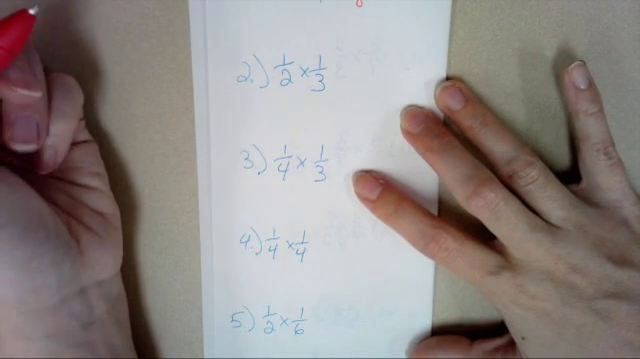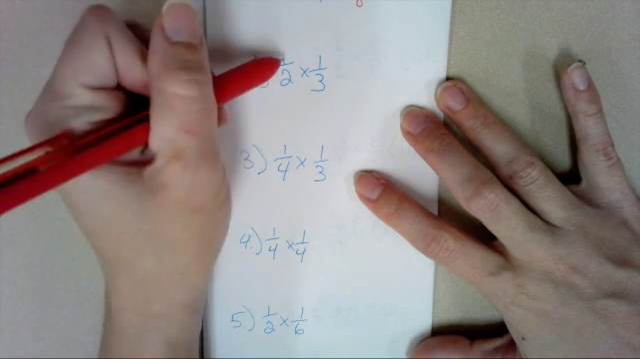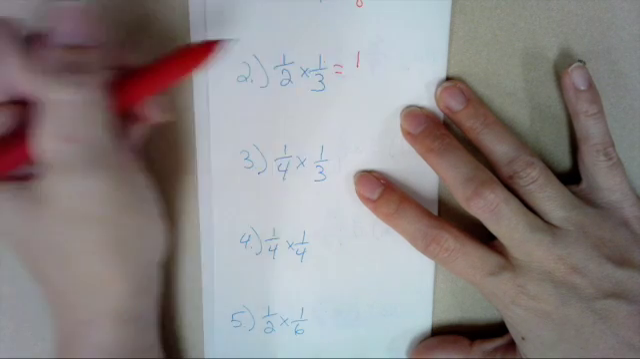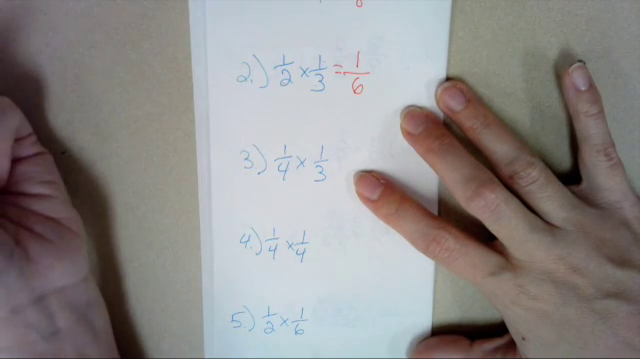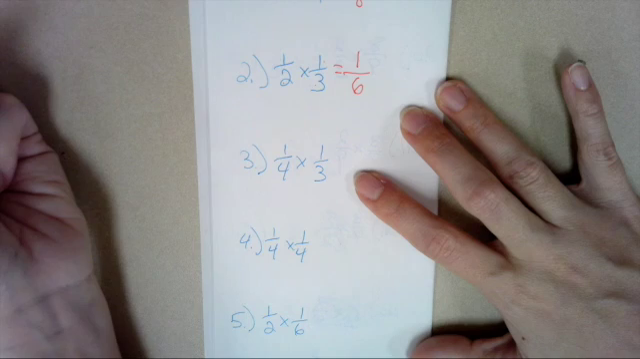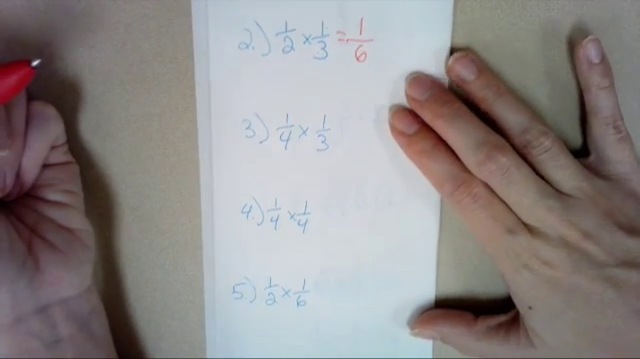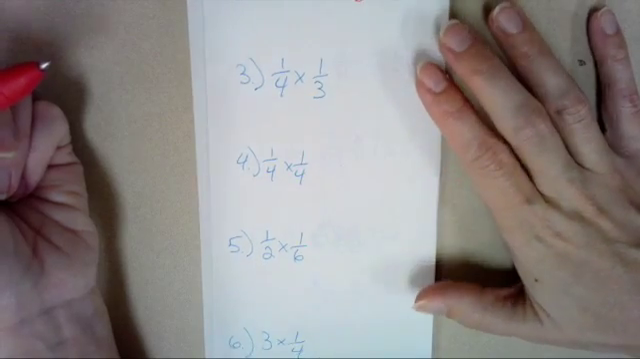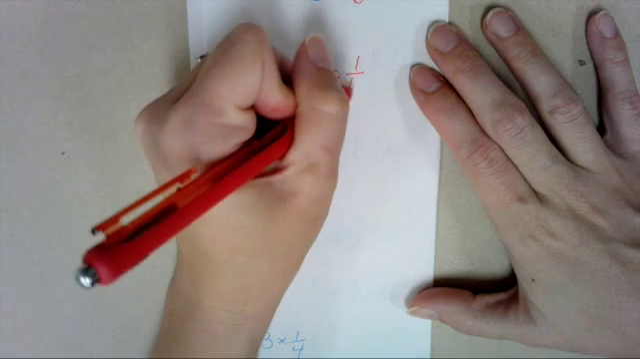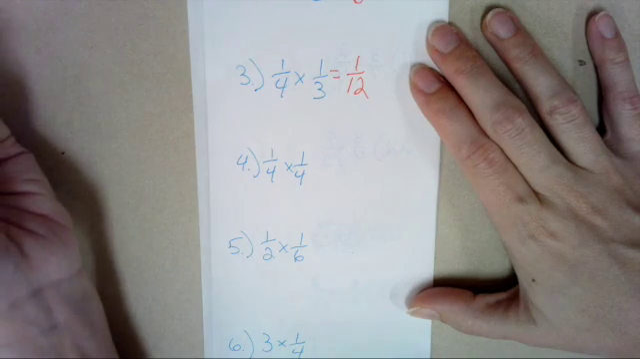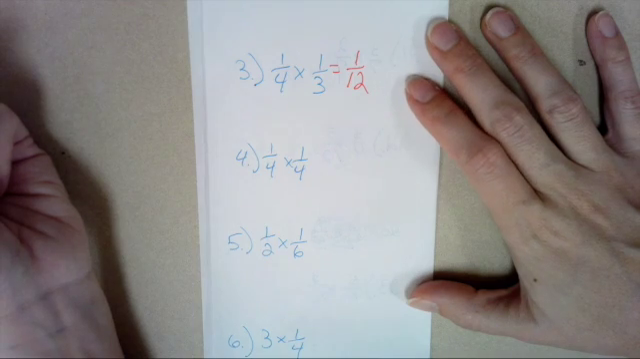Number 2, 1/2 times 1/3, you multiply straight across. 1 times 1 is 1. 2 times 3 is 6. Cannot simplify it. Number 3, 1/4 times 1/3, multiply straight across. 1 times 1 is 1. 4 times 3 is 12. Can't simplify it. Number 4, 1/4 times 1/4.